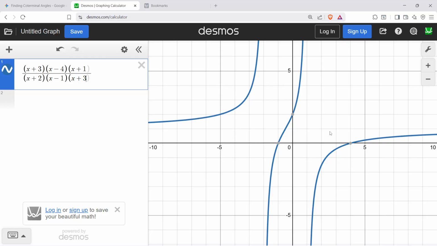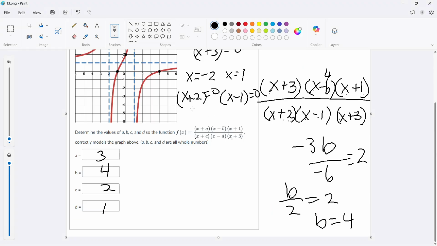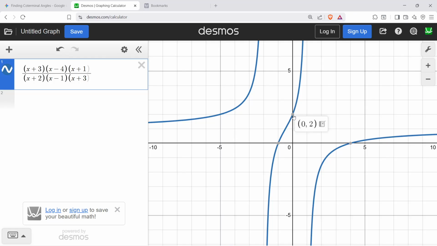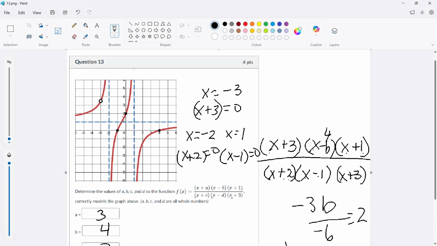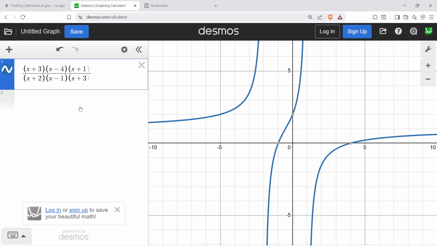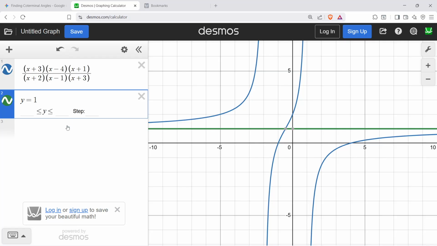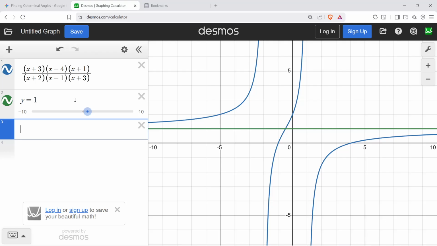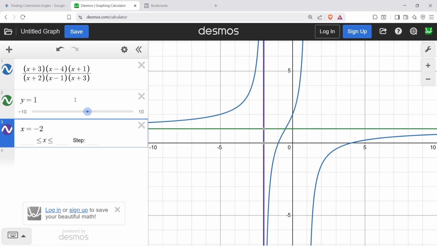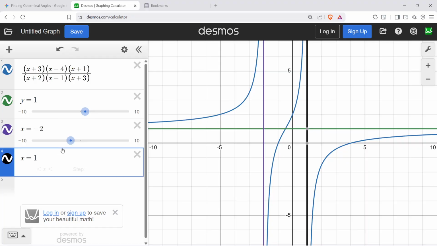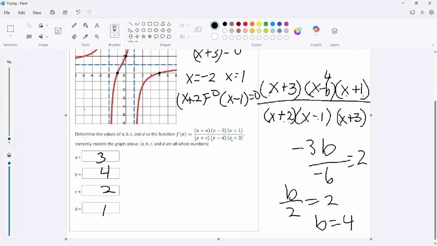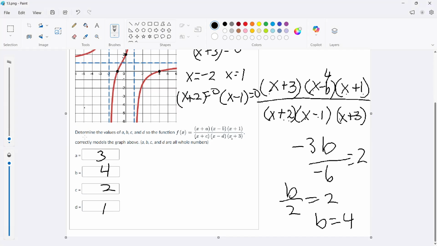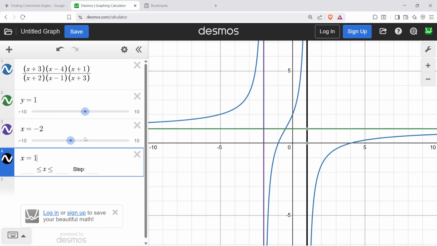And let's see, I have all my features. X-intercept is 4. Yes, 4, 0. Y-intercept is 2, 0, 2. Got it. I've got a horizontal asymptote at y equals 1. Yep. I've got vertical asymptotes at x equals minus 2 and x equals 1. I certainly do. So it's 3, 4, 2, 1. That is the answer to that one.